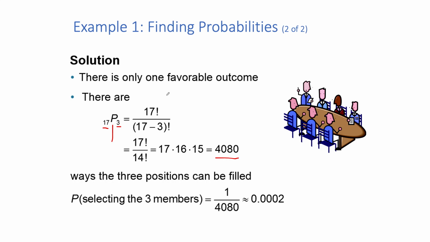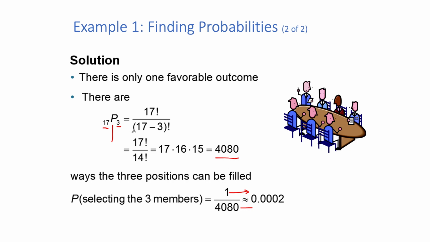Then the probability that you end up with the board that you do have is the number of ways which satisfies the conditions of being my board versus the number of ways I can make boards. So I have one constitution of my board. There's 4080 different ways I could have come up with it. So the probability that I end up with my particular board is 1 over 4080.